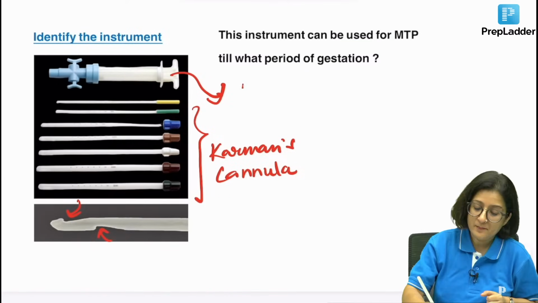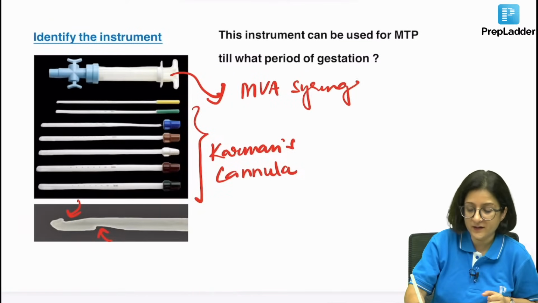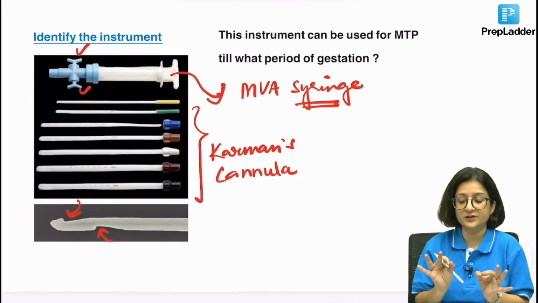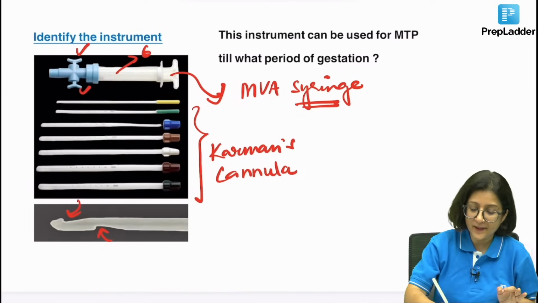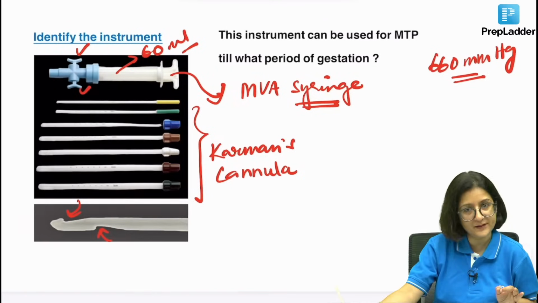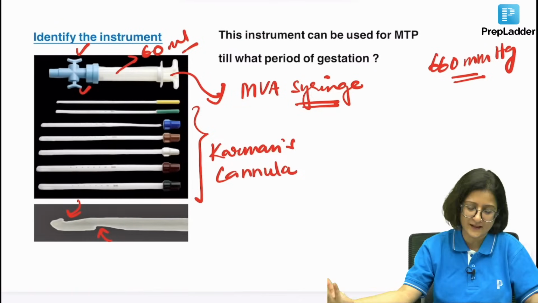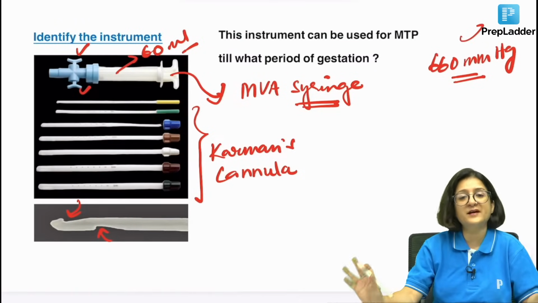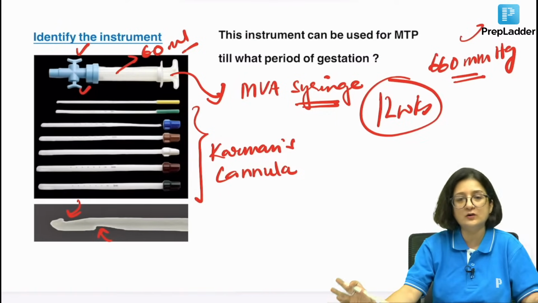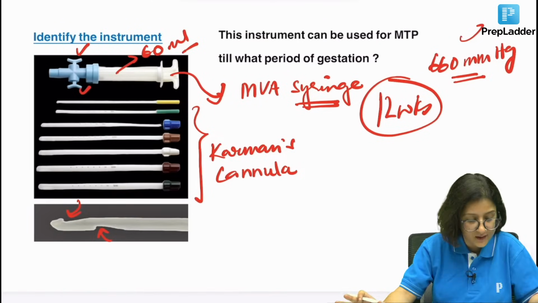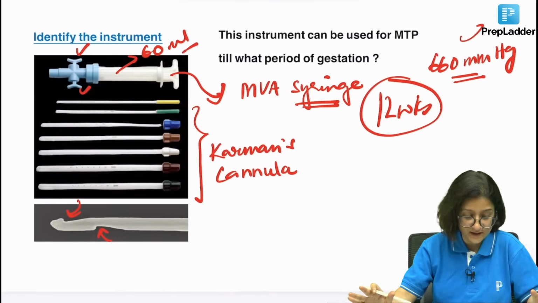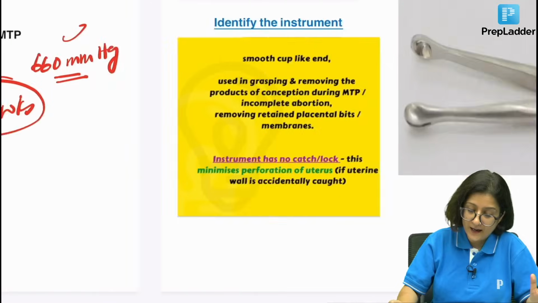Now, this is MVA syringe. MVA syringe, yes. So, this has two suction valves, bivalved, right? This is MVA syringe. This syringe capacity is 60 ml. It can create a pressure of precisely 660 mmHg. Sometimes questions mention 600 mmHg, that's also fine, right? And this suction pressure is enough to evacuate a uterus of 12-week gestation. Government of India also allows vacuum aspiration till 12 weeks of gestation, and MVA syringe can be used till 12 weeks of gestation, right? So remember these pointers regarding the MVA syringe.